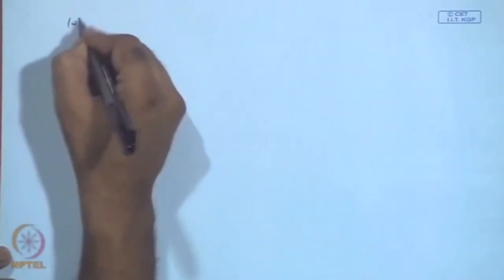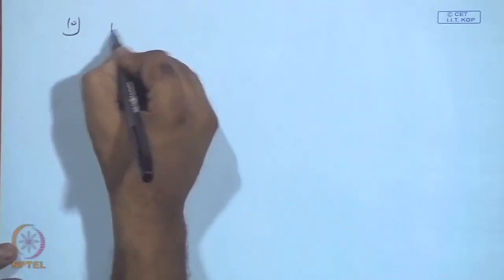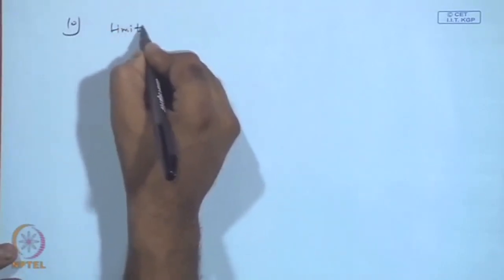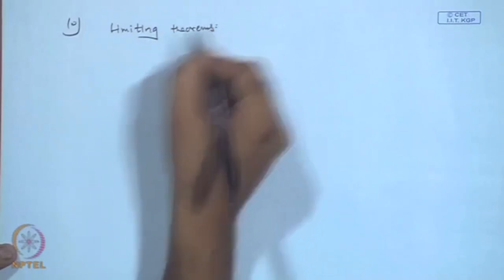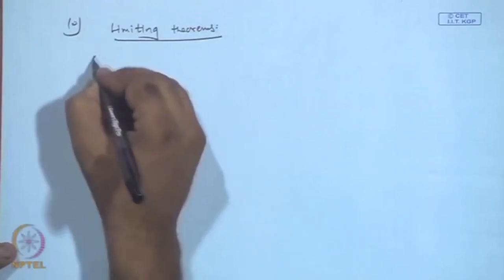Now, at the end we have two limiting theorems, and they are also useful. So, we have the limiting theorems. The first theorem is the initial value theorem.